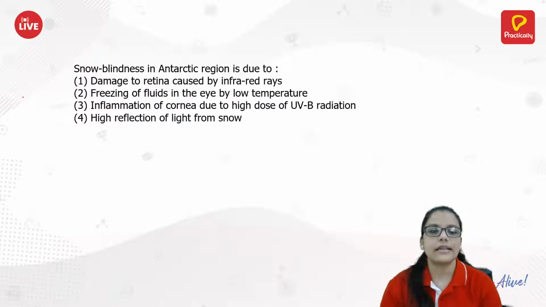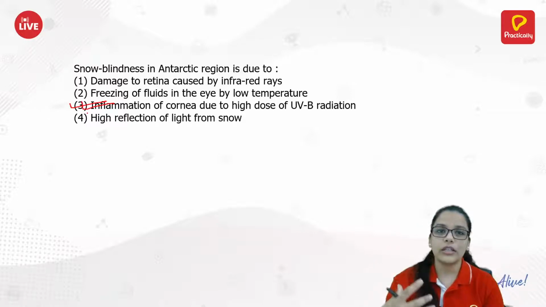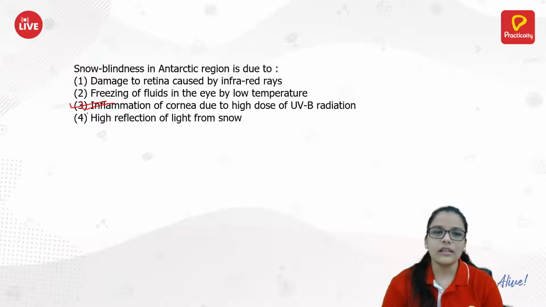Snow blindness in the Antarctic region is caused due to the inflammation of cornea. Okay, it's the only probable solution. They have a lot of UV radiation because there's no proper covering. So inflammation of cornea due to a high dose of UVB radiation.